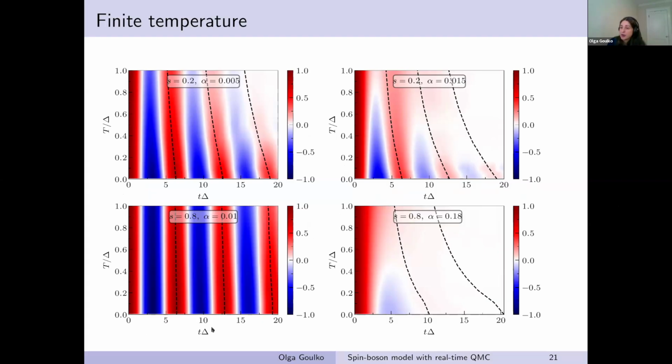So here again, our dynamics density plots, but now with the temperature axis here. Again, the top is deep in the sub-Ohmic regime, the bottom is closer to Ohmic, and the left-hand side is weak coupling. The right-hand side is close to where the transient localization transition happens at zero temperature. And again, we see that as temperature increases, the system becomes less localized and less coherent. And there is a change in frequency as well, and it seems to behave differently depending on what regime we are in.